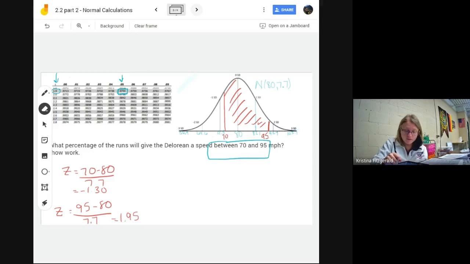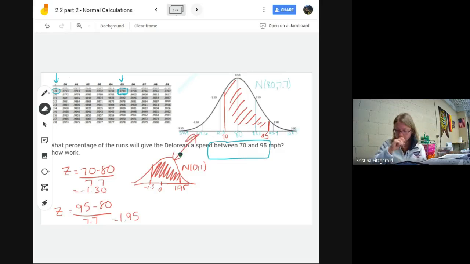So let's label that on our standard normal distribution. Just remember zero's in the middle. So negative 1.3 and 1.95. I'm shading the same thing. These obviously kind of look the same. It is the same space, just one's on the table and one's off the table.